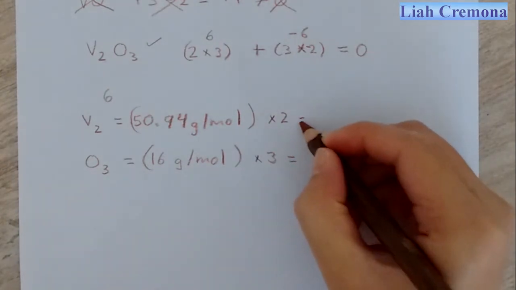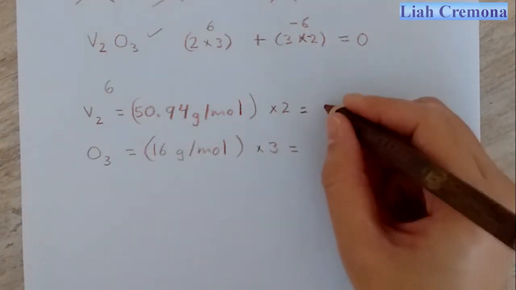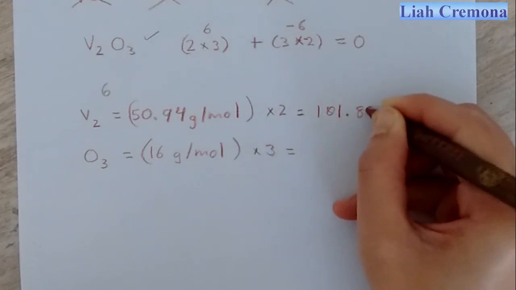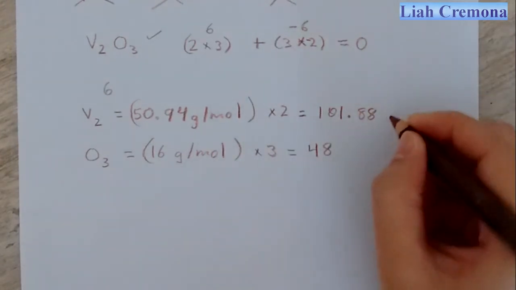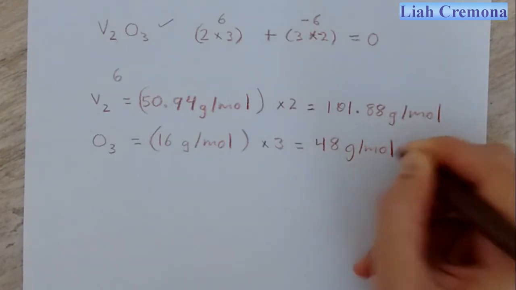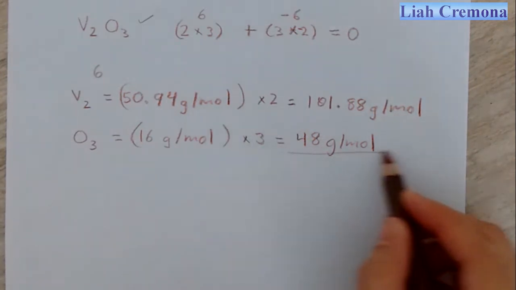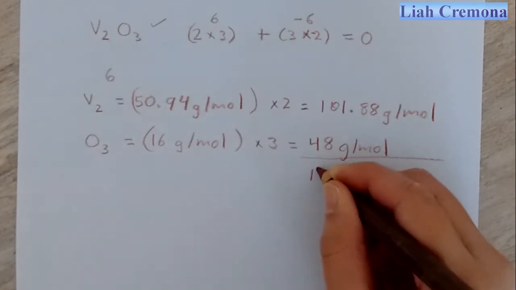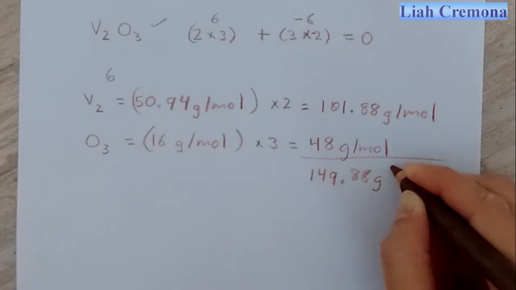Now we calculate. 50.94 times 2 is 101.88, and 16 times 3 is 48, and the units are in grams per mole. Now, to find the molar mass, we add these two numbers up. So the molar mass here is 149.88 grams per mole.